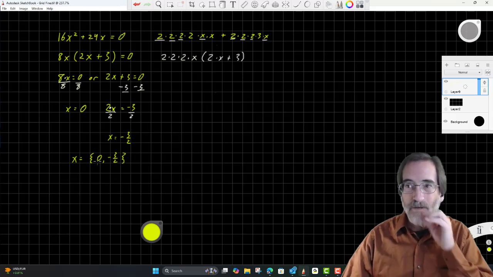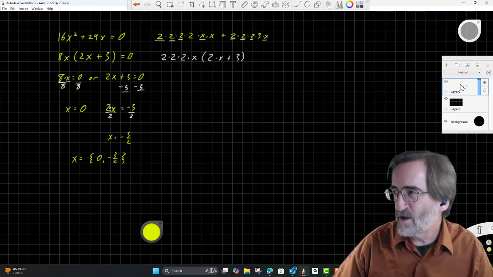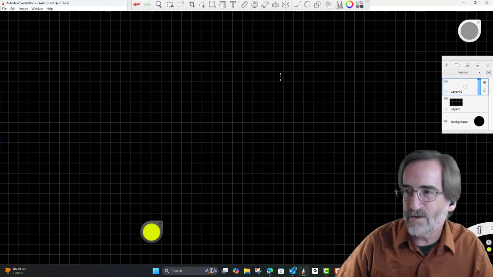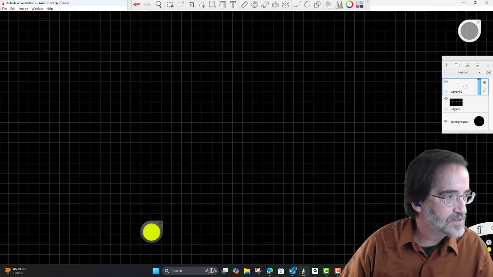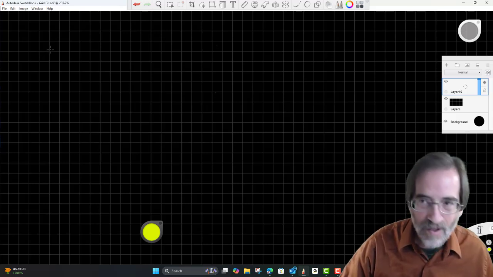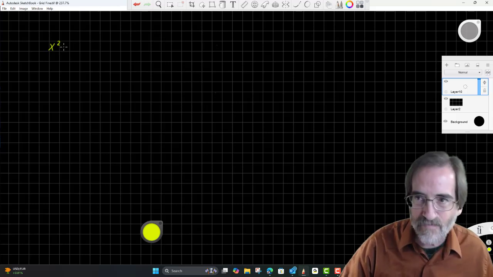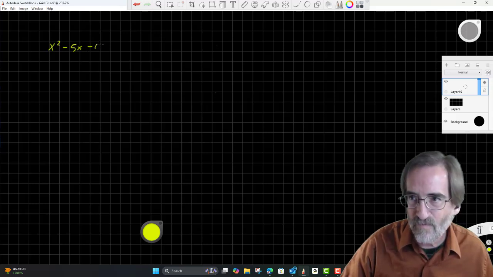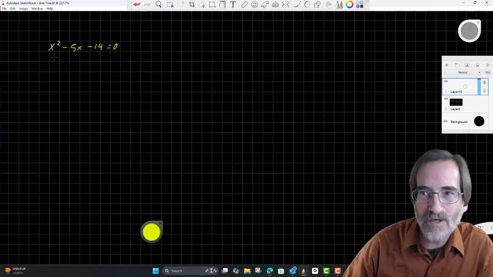Okay. All right, so that's by factoring what we call the greatest common factor. I'm going to look at another example that's considerably different than this. Let me walk through how to do it. Go ahead and write down the problem and walk through these steps with me as I do them. X squared minus 5x minus 14 equals 0.